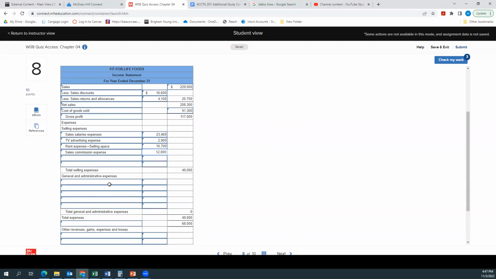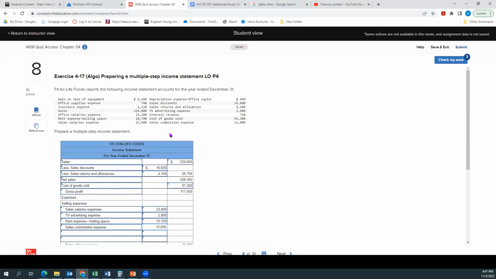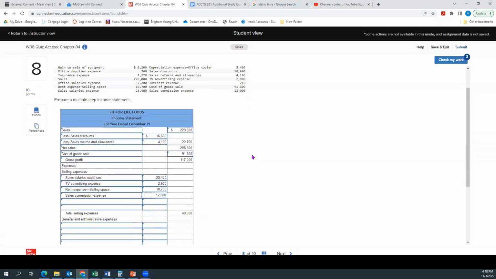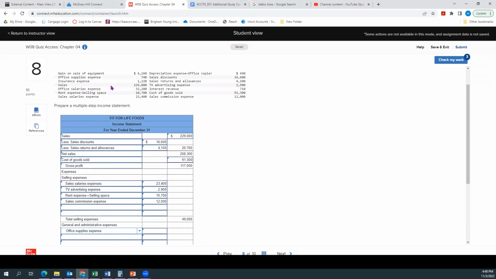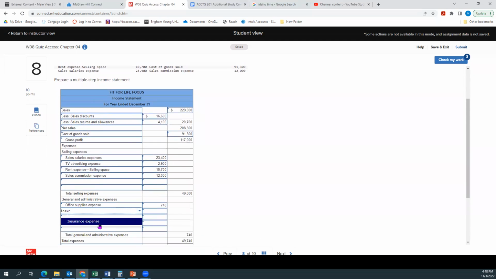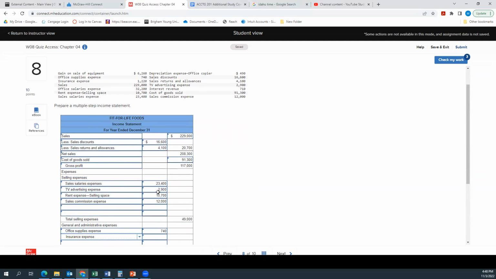And I have my general and administrative expenses. If I come up here, those will be things like office supplies, insurance expense, my depreciation expense on the office copier, and any salaries like office salaries. So that's what's going to go there. We'll do the office supplies expense, and on mine that is $740. Insurance expense, which is 1,220.